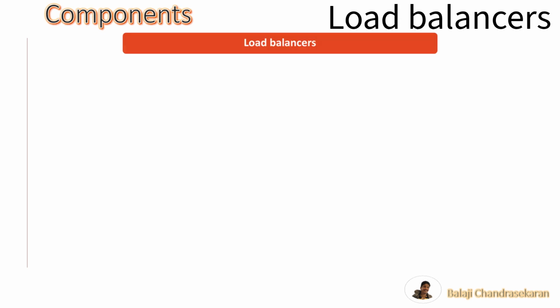Now we are going to discuss some of the major components of system design in brief. Load balancers are the most crucial component for scalability, availability, and performance of systems. They are a crucial component in distributed systems and network architecture, serving to distribute incoming network traffic across multiple servers or resources. They play a significant role in improving the performance, reliability, and scalability of web applications and services.